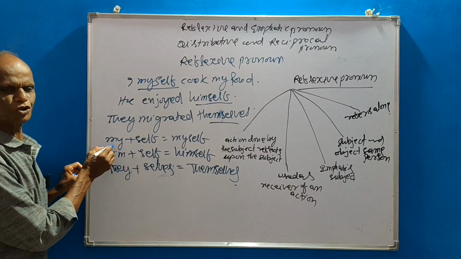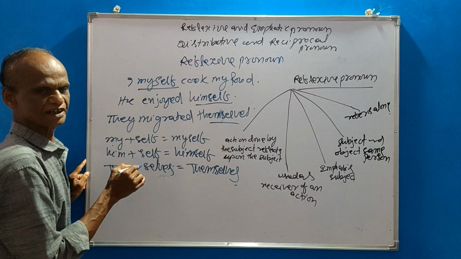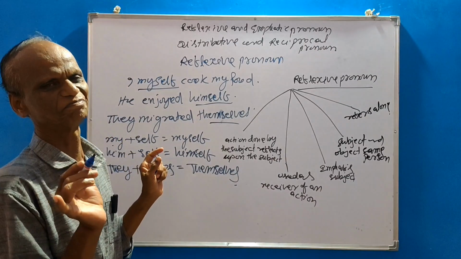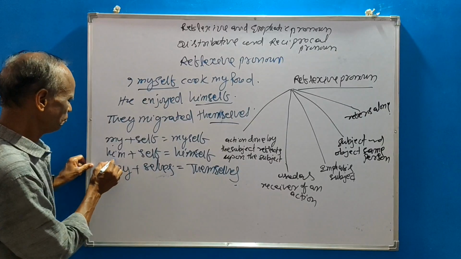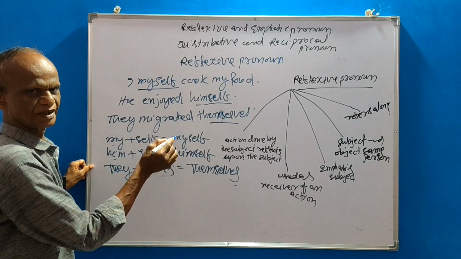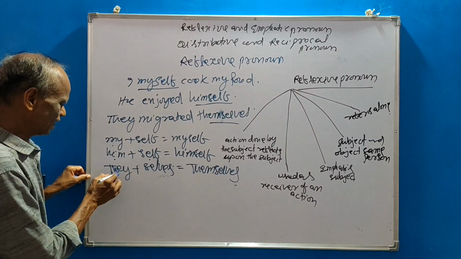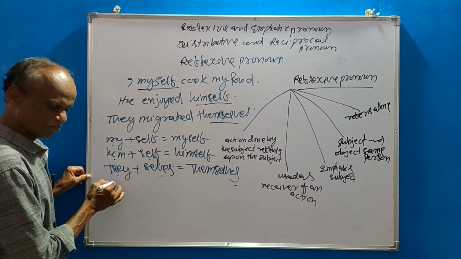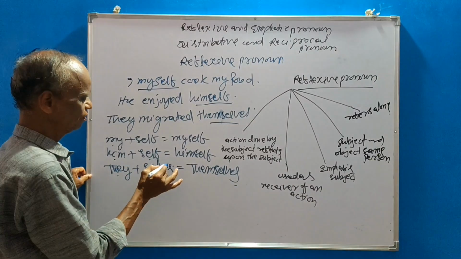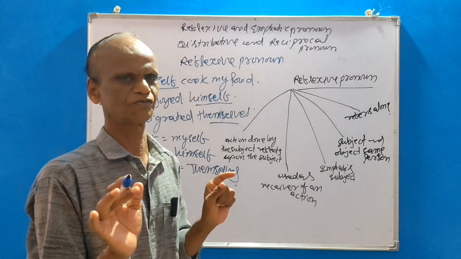So my is a personal pronoun, self a noun, that is myself. It is a compound personal pronoun. Him, personal pronoun, plus self, noun, himself. It is a compound personal pronoun. They, plural number personal pronoun, plus self, noun, themselves. That is a compound personal pronoun.